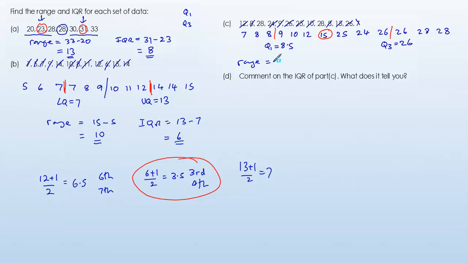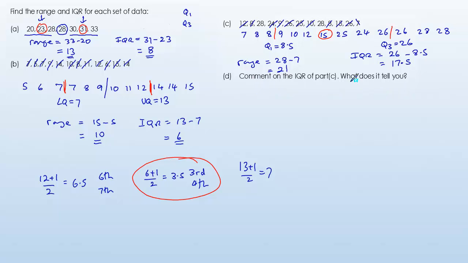So the range is going to be 28 take away 7, which gives me 21. And the interquartile range is going to be 26 take away 8.5. And that gives me 17.5.